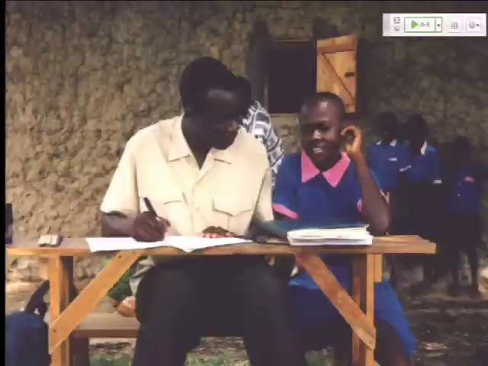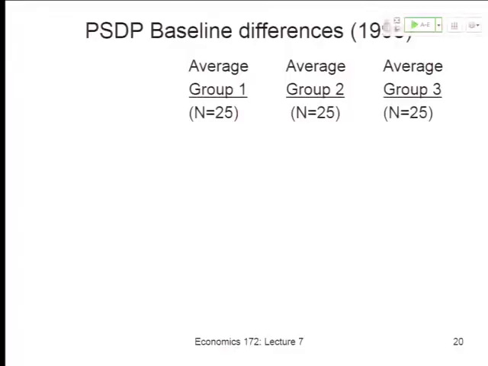So this is one of the things we did. At baseline, we collected data for group 1 and group 2 and group 3 on a bunch of characteristics. And what I'm going to show you here are the average values for some socioeconomic and health characteristics. Where I say n equals 25, that's because there were 25 schools in each group. Any questions so far? Does the rationale for doing this make sense? Okay.